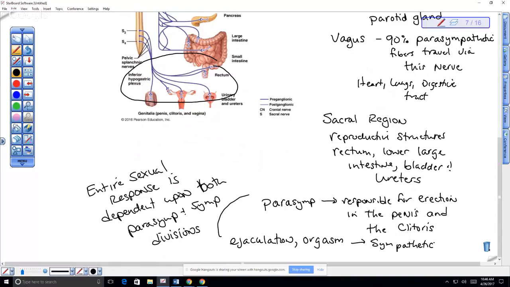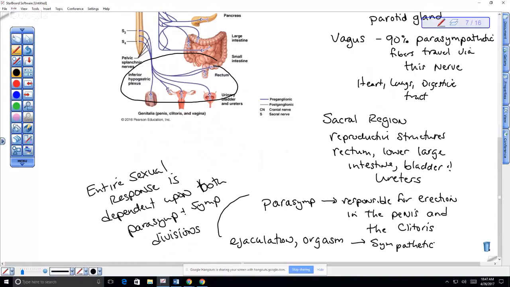Usually these two, the sympathetic and the parasympathetic, act in opposition. Usually one causes one response and the other causes the opposite response, but this is the only example in your body where you have to have one division occur and then another division occur to get the entire response to occur. And so this might be why having the entire sexual response is sometimes difficult, because it's got to be coordinated, both parasympathetic and sympathetic divisions. Okay, any questions about that idea?